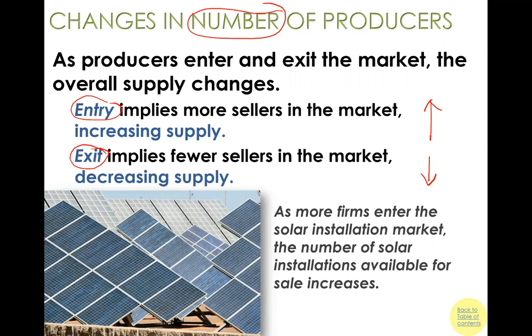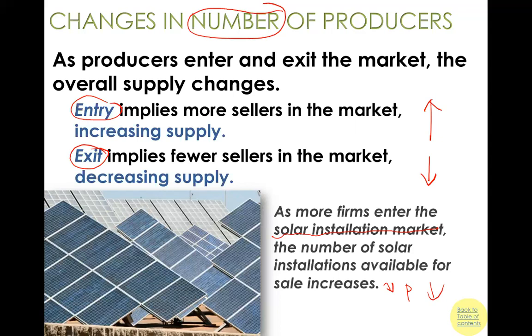Here is an example. As more firms enter the solar installation market, the number of solar installations available for sale increases. And another example in reality: as more firms enter the smartphone market, the number of smartphones available for sale will increase. Consequently, that's going to cause the price to drop, but we will pick that up later when we talk about equilibrium. Now we have looked at 5 different factors that can cause a change in supply.